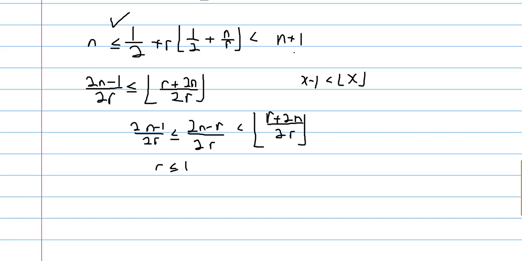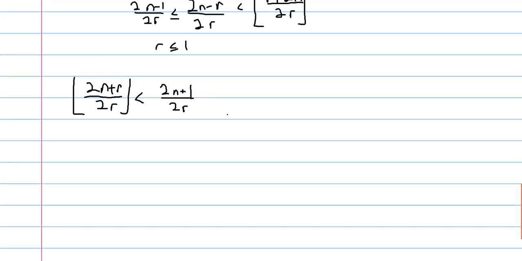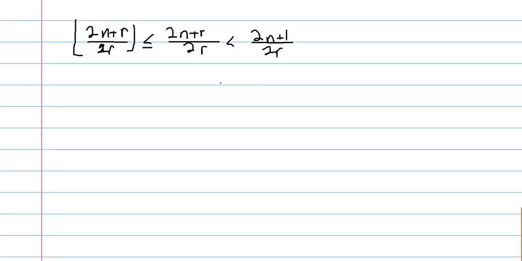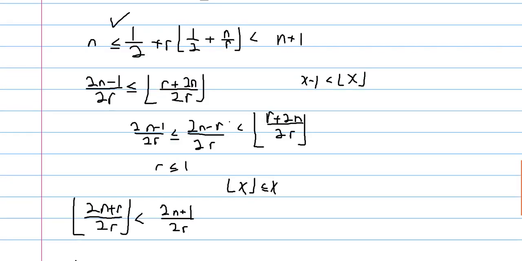Then we can pretty much do the same thing on this side of the inequality, and we want to show that this inequality is true, and so we can use another property of the floor function, that floor of x is always less than or equal to x. Then the floor of 2n plus r over 2r is less than or equal to 2n plus r over 2r, and then this is strictly less than 2n plus 1 over 2r, because again, if we were to just look at this inequality, it simplifies to r is less than 1, which is, again, a true inequality.